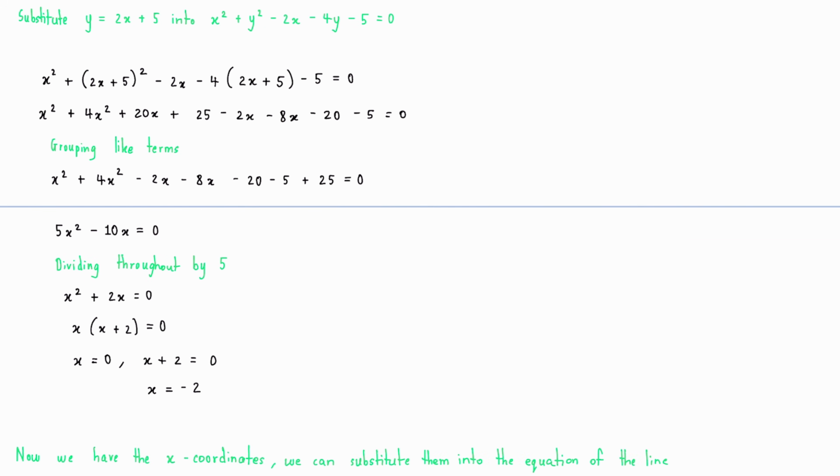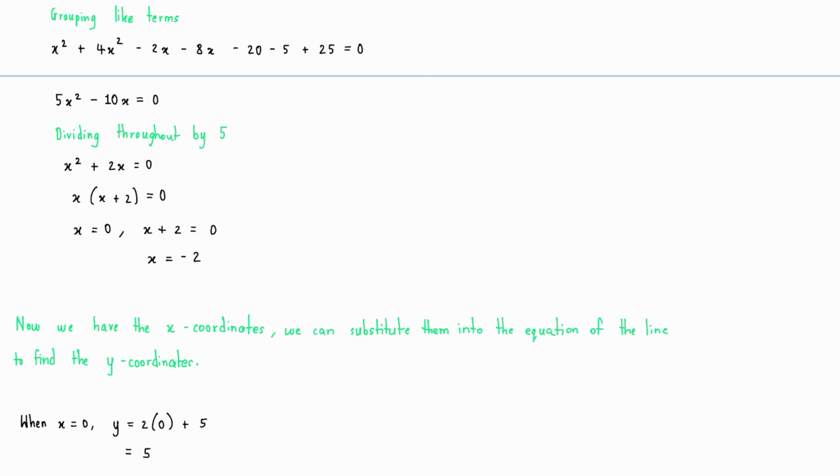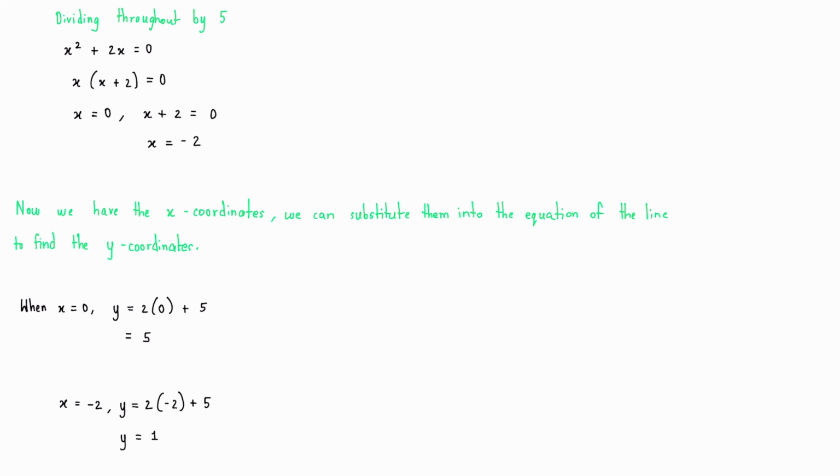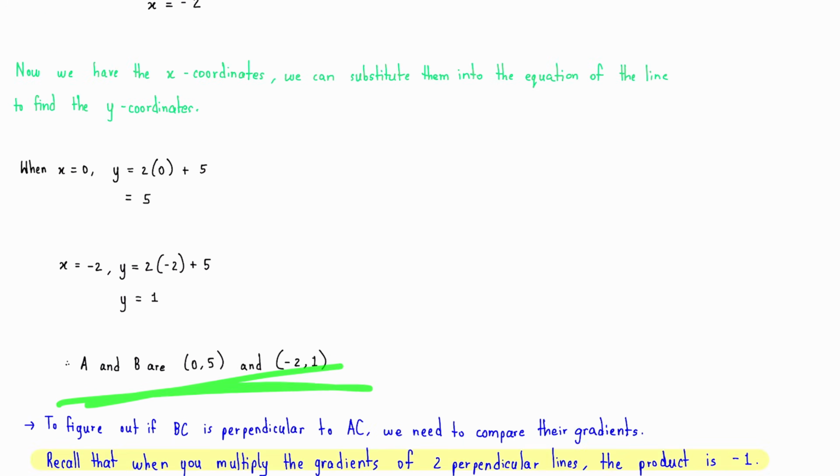Now we have the x coordinates. How are we going to find the y coordinates? Exactly. We're going to substitute them into the equation of the line. Why the line? Because it's easier. That's literally the only reason. So when x is equal to 0, y is equal to 2 multiplied by 0 plus 5, so we get 5. And then when x is equal to minus 2, we get y is equal to 1. Therefore, the coordinates of A and B would be 0, 5 and minus 2, 1. And that's how easy it is.